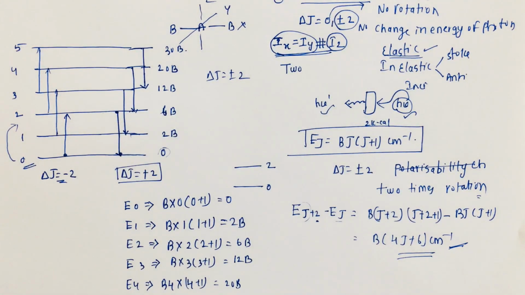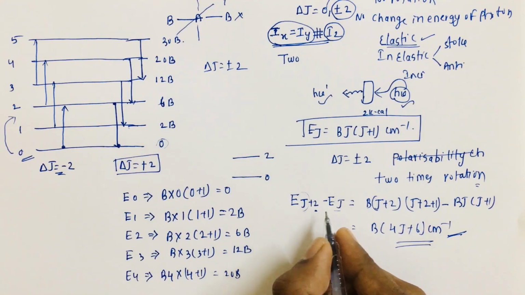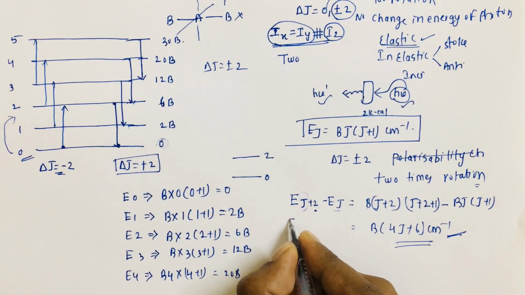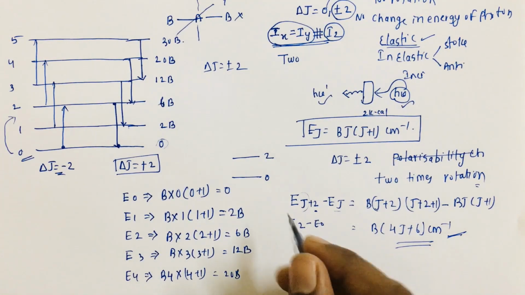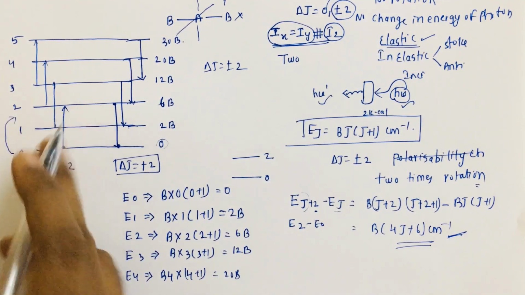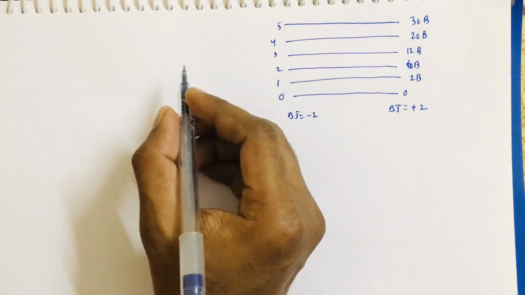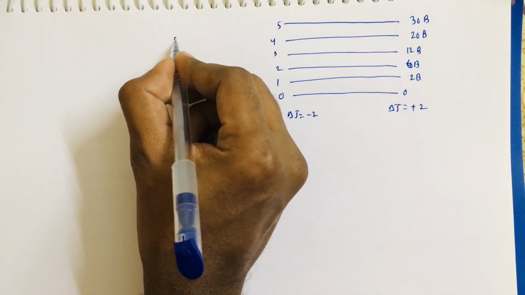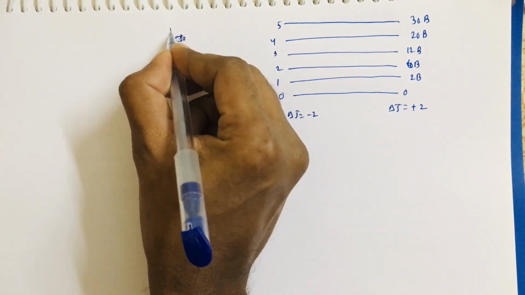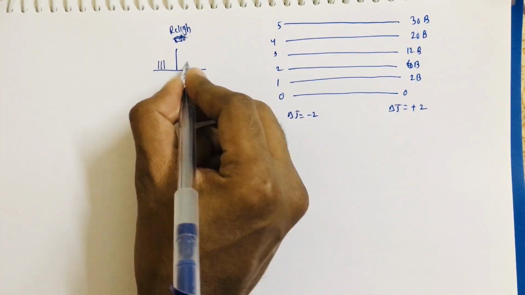Now, when they have given the transition, imagine that this is from, you can say, E2 to E0. And when they are asking for energy of a transition, that time we have to use this energy level. Now you have seen in Raman spectroscopy, this is the elastic, or we can say Rayleigh scattering. And this side we have the Stokes line, this side we have the anti-Stokes line, like that.